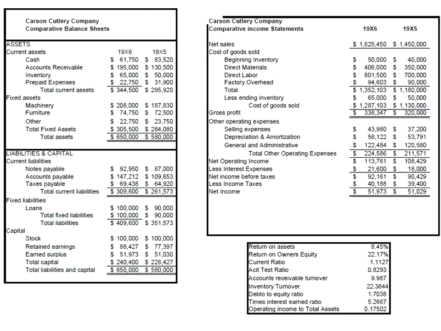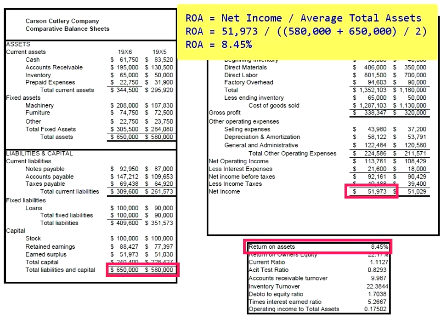The few financial ratios we're going to discuss are described in the bottom right-hand side, and the first one is the return on assets. The return on assets is computed as the net income divided by the average total assets, and in this example the values are 51,973 divided by the average of the total assets over the last 2 years. That's the average between 580,000 and 650,000, for a number of 8.45%, and that's how much benefit we are obtaining out of all the assets that we are employing.